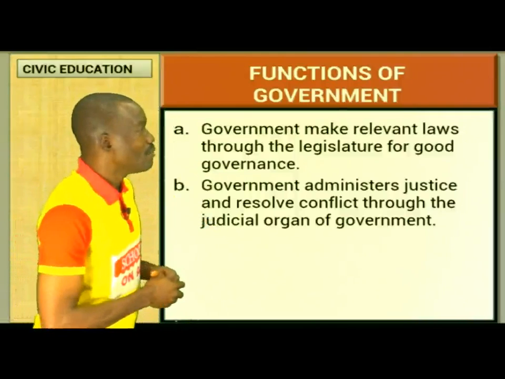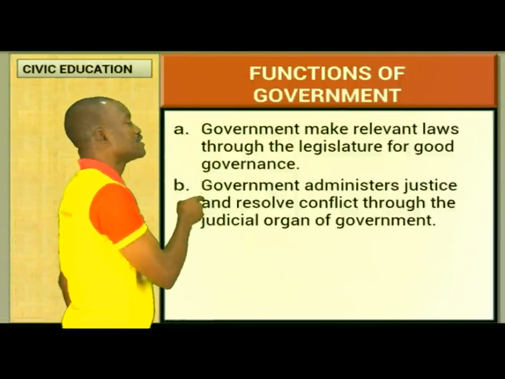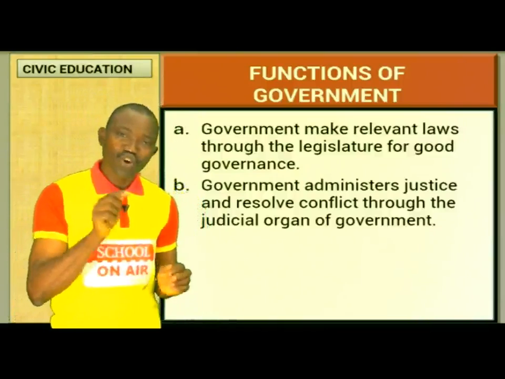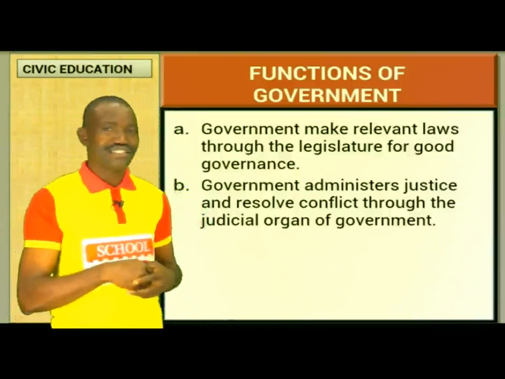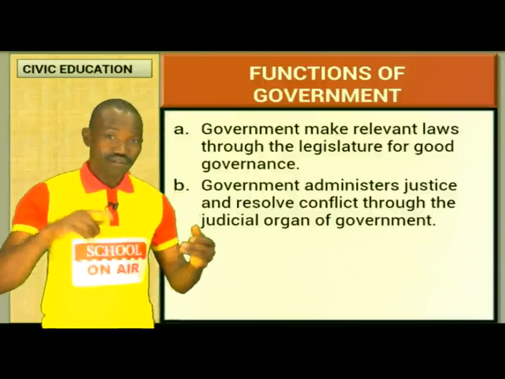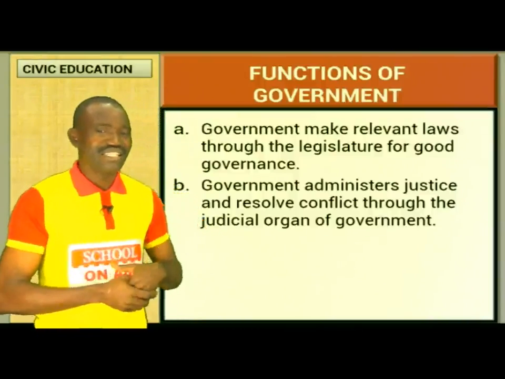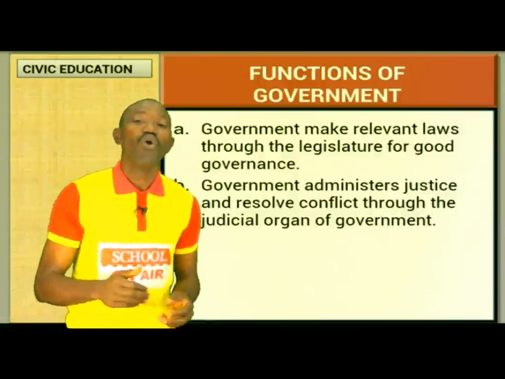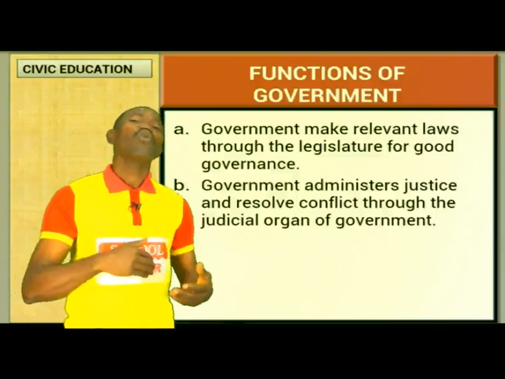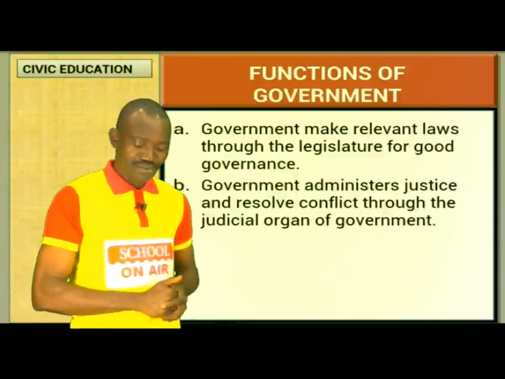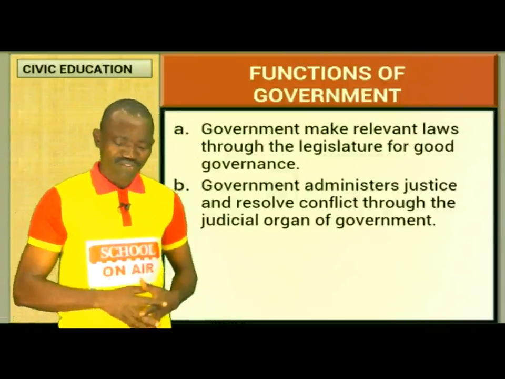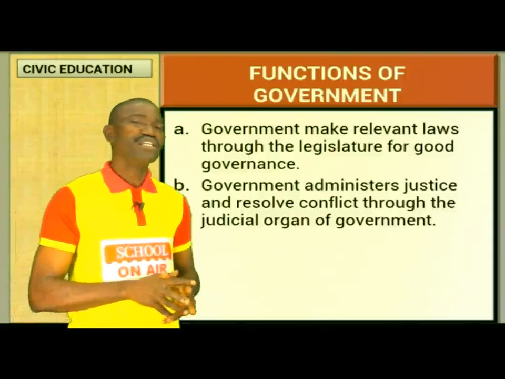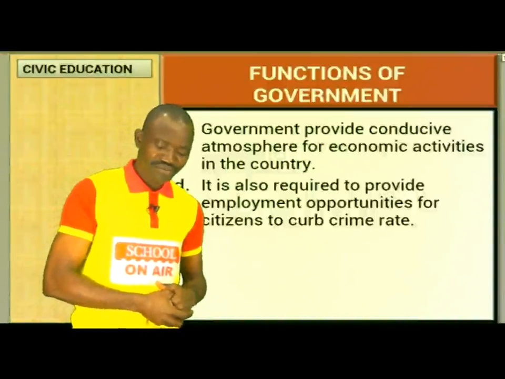Number two, government also administers justice and resolves conflict through the judicial organ of government. Like I told you earlier on, there is government in your house. And when there is crisis, who settles the crisis? The father and the mother. Imagine a scenario. Daddy is not around, mommy is not around. There is crisis in the home. What happens? There will be a problem, and you have to wait until they come back from their trip. And so it behoves the government to administer justice, to settle disputes among citizens. And they do this through the judicial organ of government.